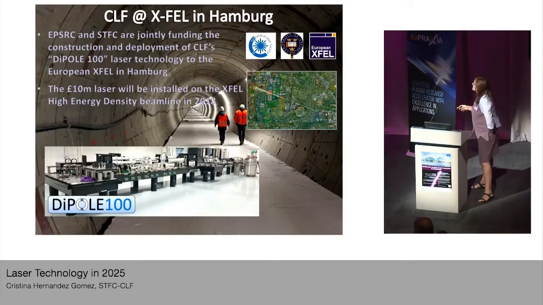A second system is under construction. It is a photocopy of the system delivered to HiLASE. It will go on the high energy density hutch in XFEL. It is in the final commissioning stages in Rutherford, and it is expected to be delivered to XFEL towards the end of 2018. This is a long pulse system that will be used together with a short pulse system and the XFEL beam.